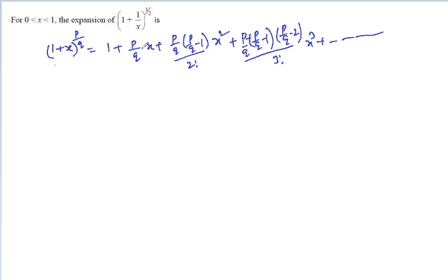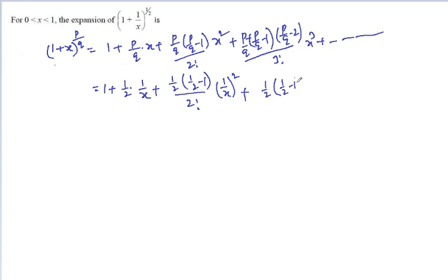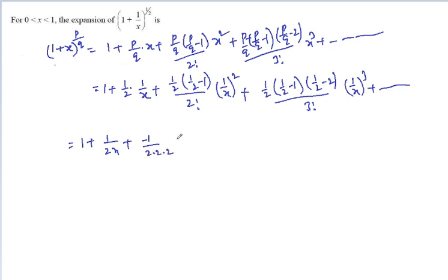Applying this formula, here p by q is 1 by 2, that is 1 plus 1 by 2 into x, that is 1 by x, plus 1 by 2 into (1 by 2 minus 1) by 2 factorial into (1 by x) whole square, and 1 by 2 into (1 by 2 minus 1) into (1 by 2 minus 2) by 3 factorial into (1 by x) whole cube plus up to dash dash, that is equal to 1 plus 1 by 2x plus 1 by 2 into minus 1 by 2, into 1 by 2, into (1 by x) whole square plus up to dash dash. That is the answer.